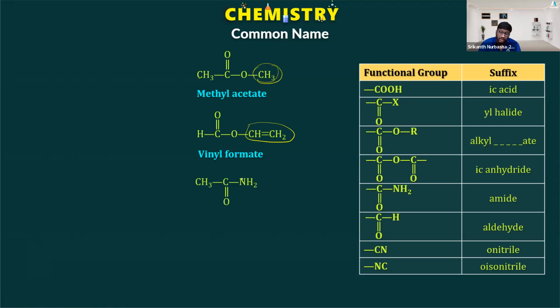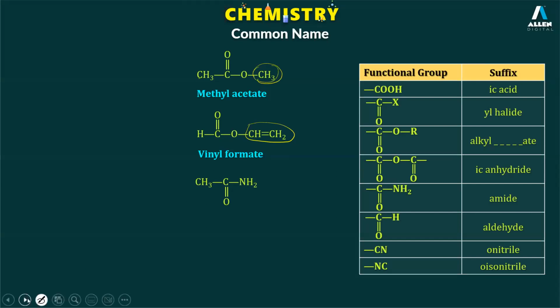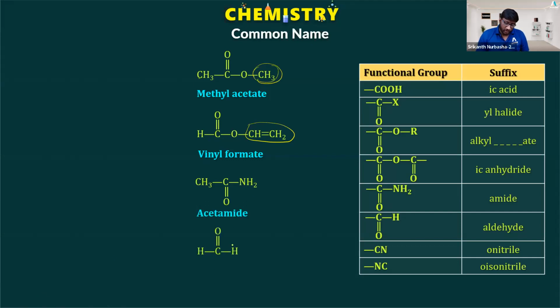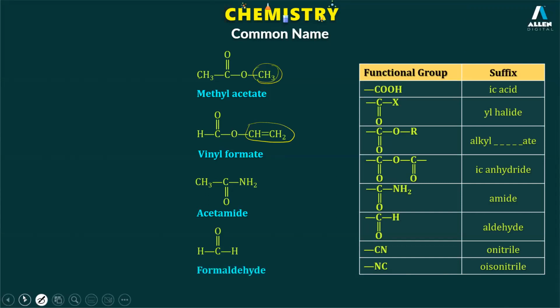CH3 C double bond NH2. What is the name? These are amide systems. How many carbons do we have to count, and then use acid? 2 carbons. Prefix plus suffix, right? So you have 2 carbons, acetamide. HC double bond H. 1 carbon, form. It's an aldehyde. Formaldehyde. Right?